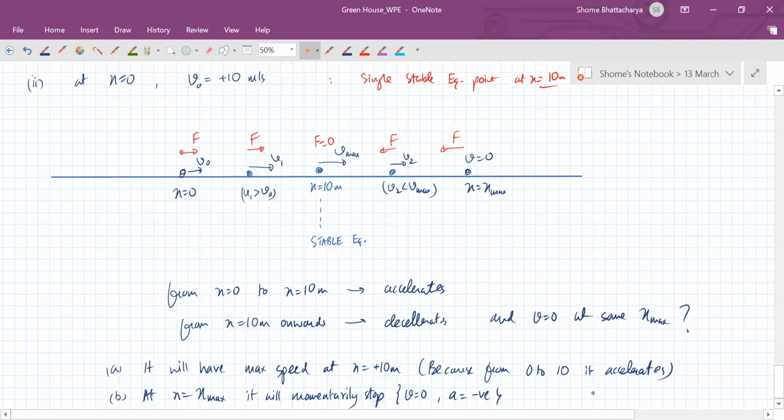So next what we'll do is to find out these two things: what is this x maximum equal to, and from here what is the maximum speed equal to. We will use work energy, because you already know the formula for potential energy is given to you, that it was x square minus 20x. So use the work energy theorem because you already know the potential energy as a function of x.